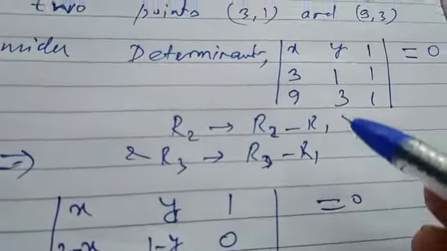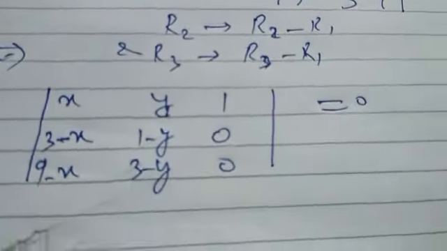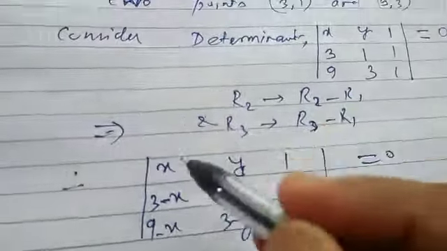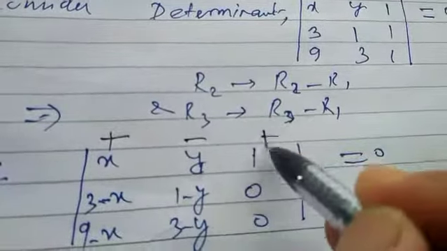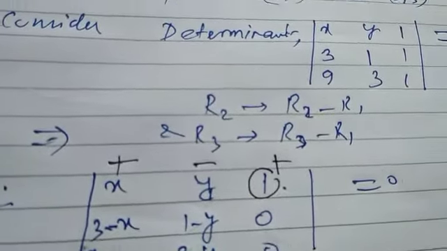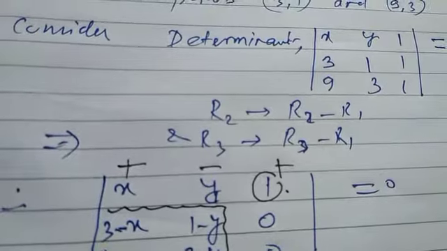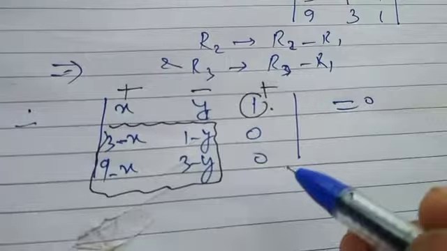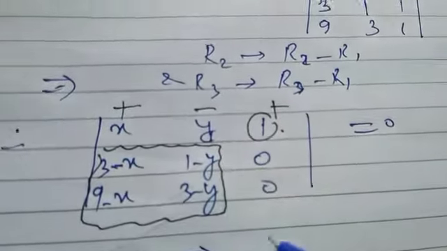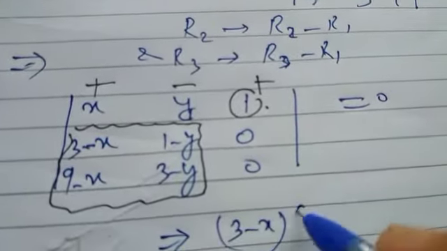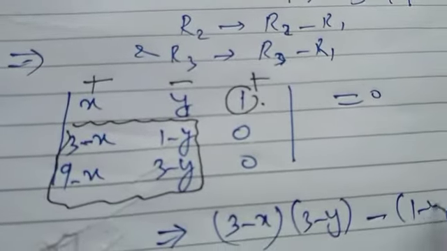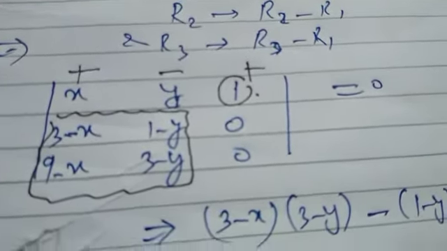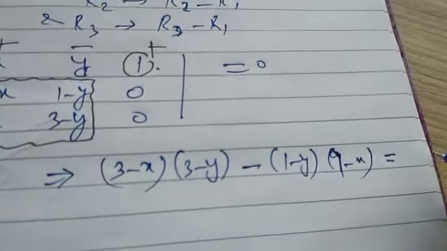So expanding along the third column, only this particular minor determinant will be left. It will be opened with signs plus, minus, plus, and this element along with this determinant can be written. So this implies: 3 minus x into 3 minus y, minus 1 minus y into 9 minus x, is equal to 0.